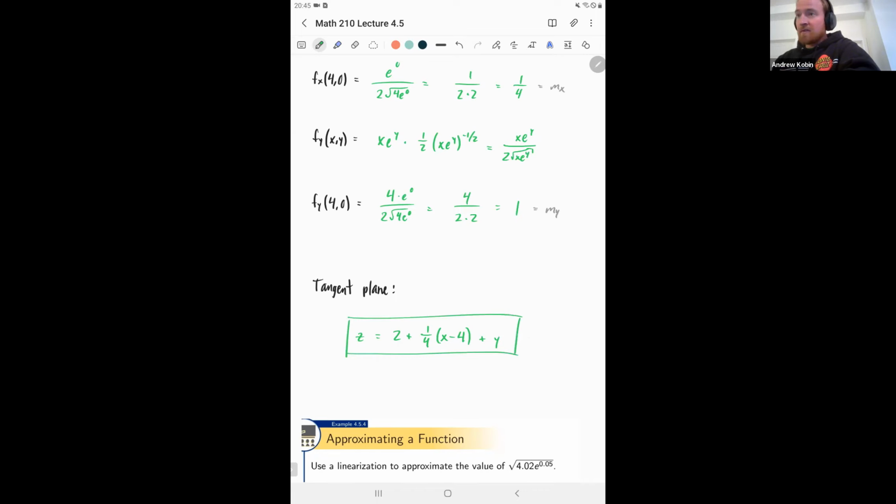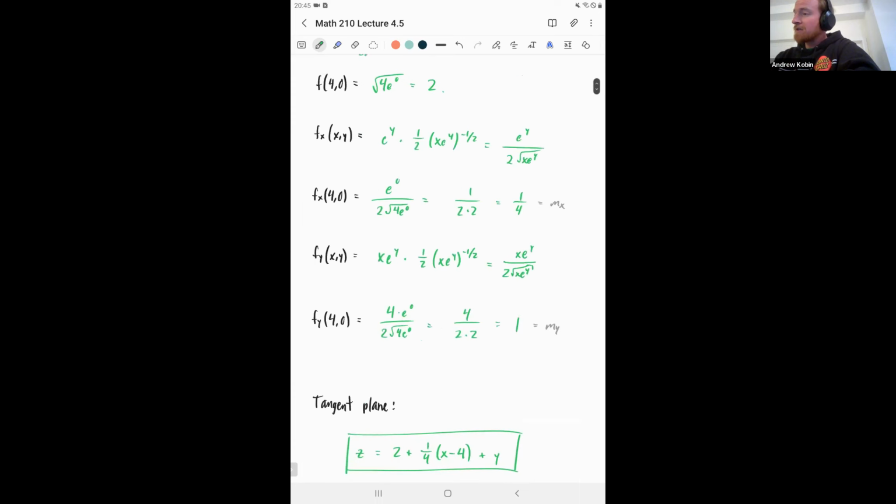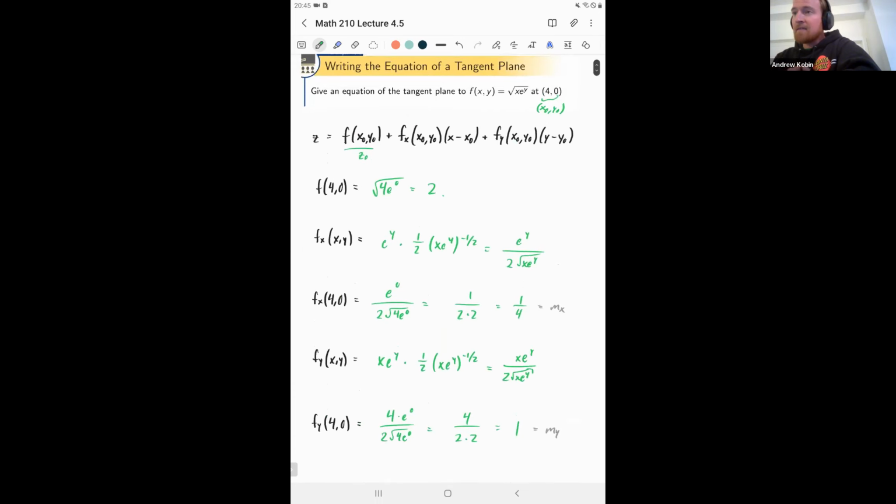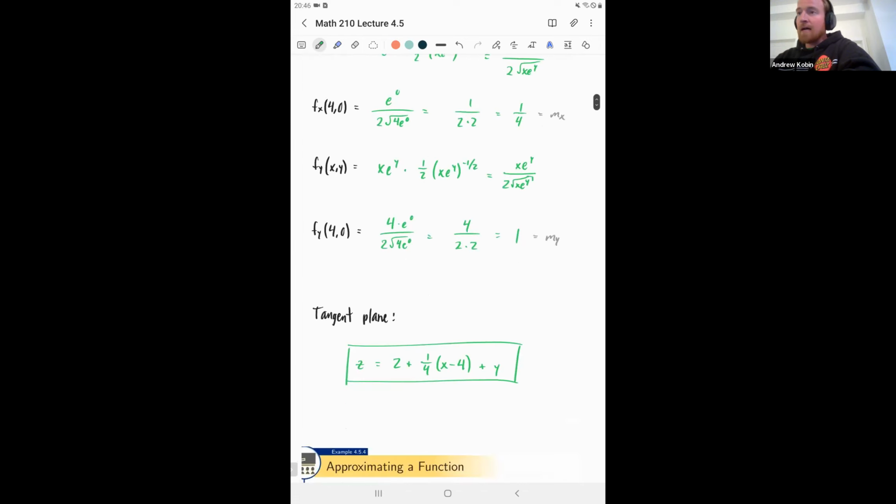And this now can be used to generate approximations or compute approximations to the values of the function square root of x e to the y at points nearby 4, 0, just like we can use tangent lines for single variable functions to approximate heights of the function in the xy plane using points nearby on the tangent line. We'll actually do this in a moment. This is the example 454 that you see starting at the bottom of the screen, but first I want to build up to this using general theory.